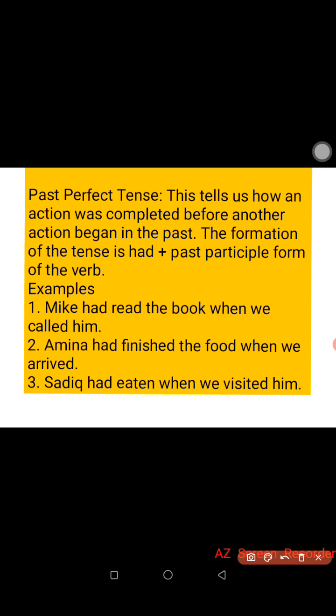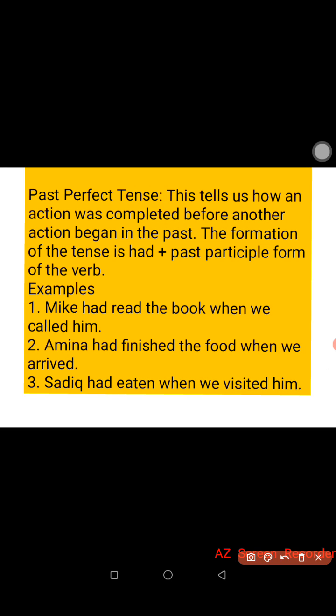Now the difference between past continuous tense and past perfect tense is that in the past continuous tense, one action is going on in the past, then another one comes on board. But in the past perfect tense, an action is already complete before another one begins. Here, we have a completed action, then another one.